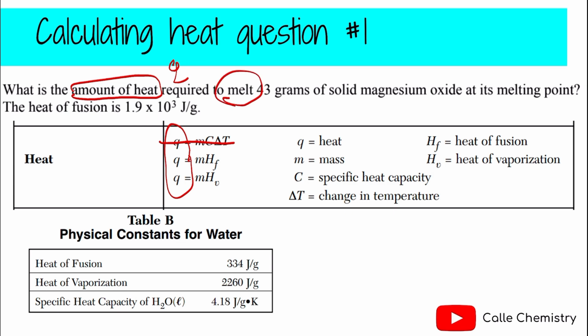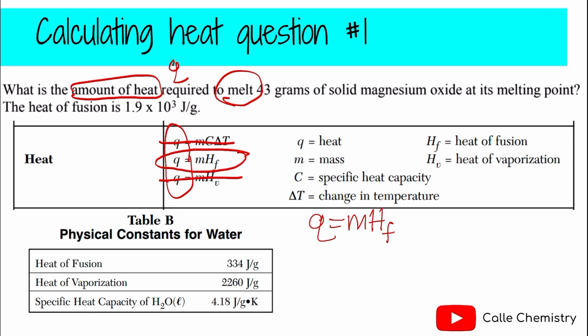So when something is melting, I'm using the heat of fusion equation. This is the equation that I'm using. We can't use heat of vaporization because it's not either condensing or boiling. So let's set it up. Q equals m H_f.